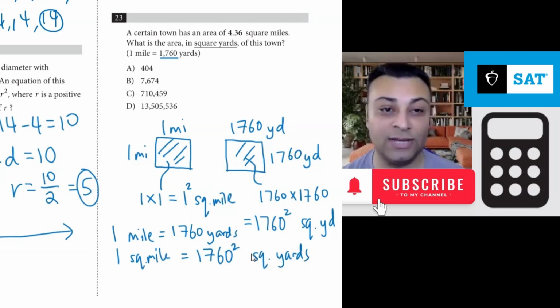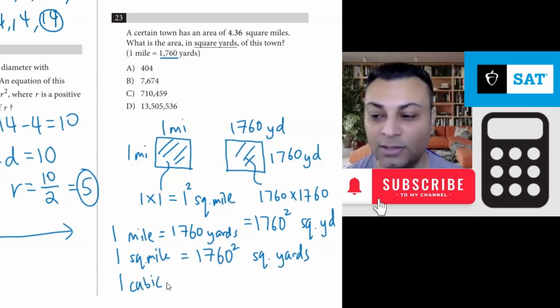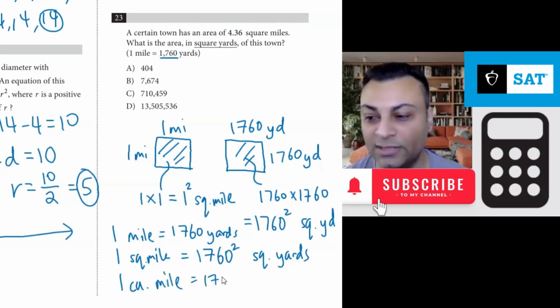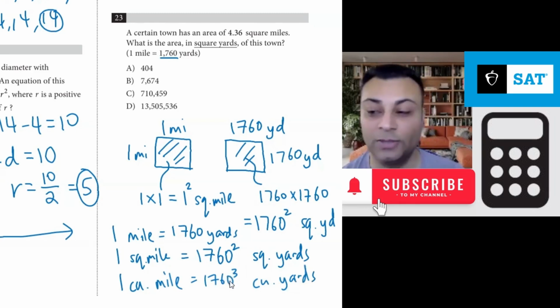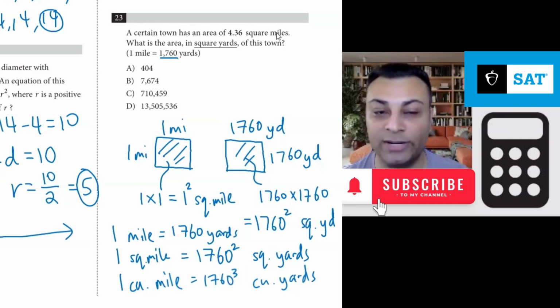For information, it's not used in this problem, but if you go into the cubic, 1 cubic mile would be 1760 cubic yards. Not used in this problem, but good to know. So we're going to use 1760 squared. Okay, so we have 4.36 square miles. So we're going to do 4.36 times 1760 squared. And that will be the final answer.